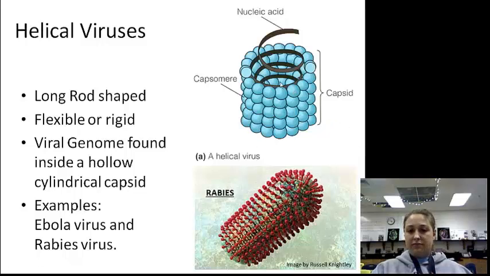Helical virus, bigger picture. It is a long rod shape. The rod can be flexible or it can be rigid. It's got the viral genome in a hollow cylindrical capsid. And we've got two examples. This is the rabies virus over here. And you'll know about the Ebola virus, how it moves and loops. So the Ebola virus is an example of it being flexible. And the rabies virus here is an example of it being rigid.